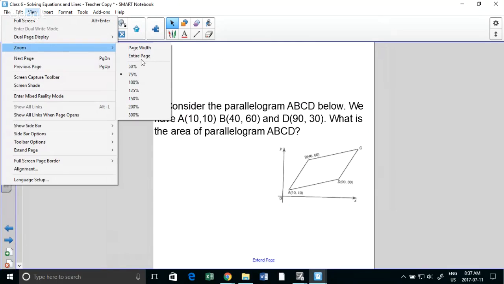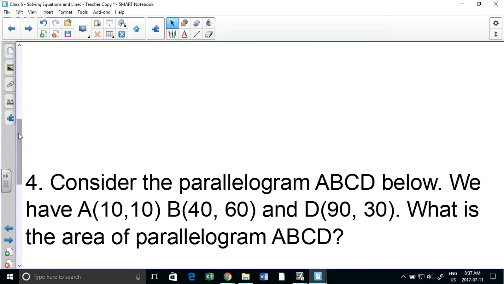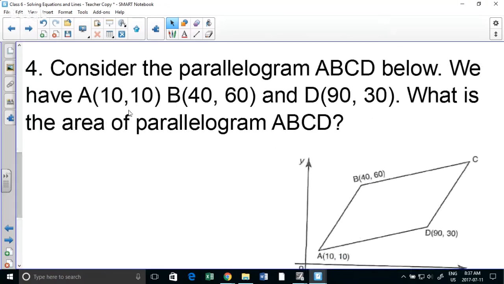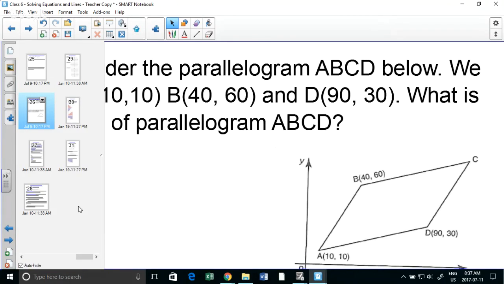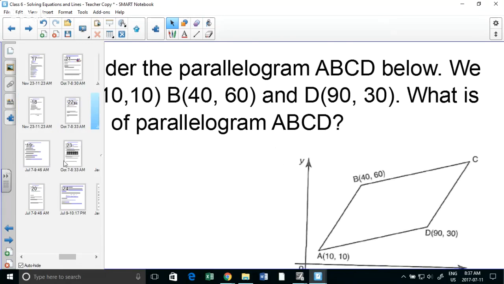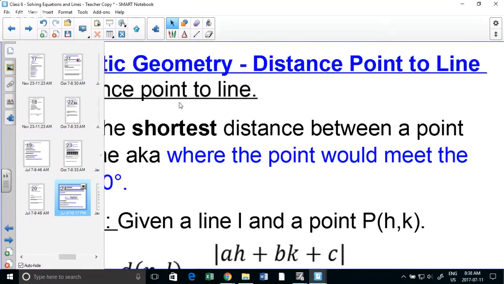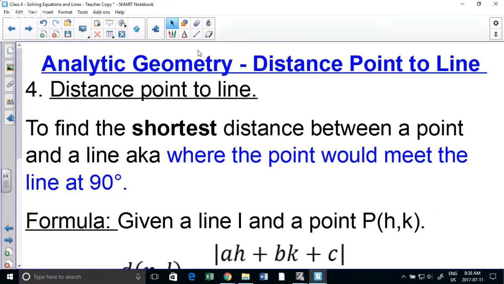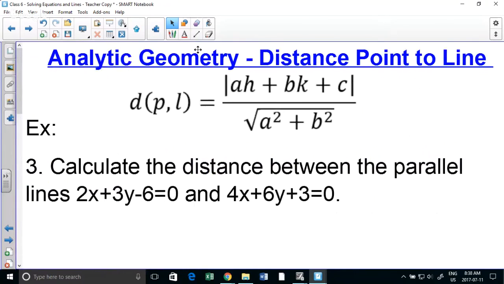Yesterday we left off here and I said this is the problem that we would be starting with today, so try to take a look at it. I did give you the steps that you should be completing for this problem. Your pages are a little different than mine, so it would be between page 24 and 26, just after the notes we had just talked about, distance point to line. Then we did a couple of problems, and now we're at the second page of problems for distance point to line.